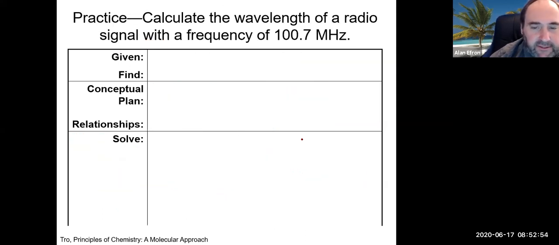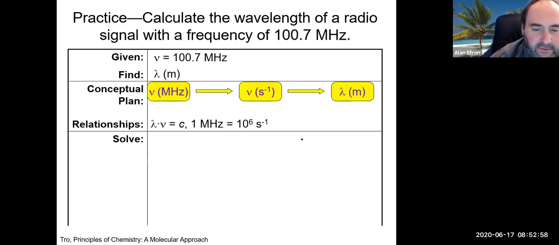All right. So why don't you try this one here? We have a frequency of a radio station, which is 100.7 megahertz. What is the wavelength? And this one you could do in meters if you want. So take a moment or two here and figure it out.